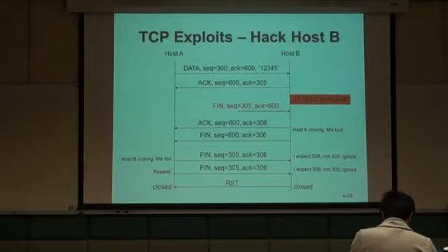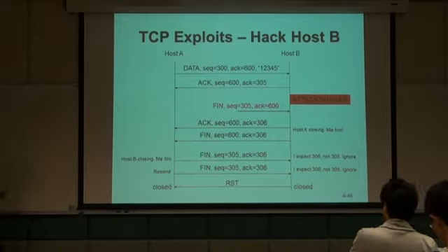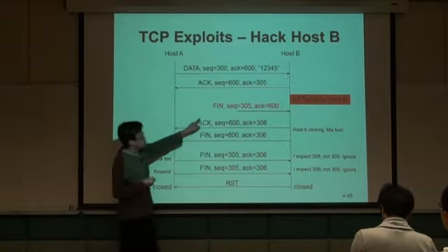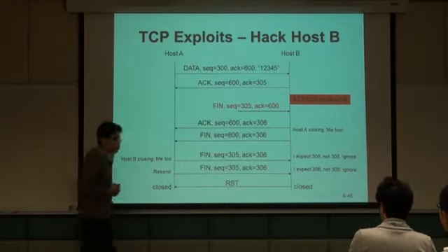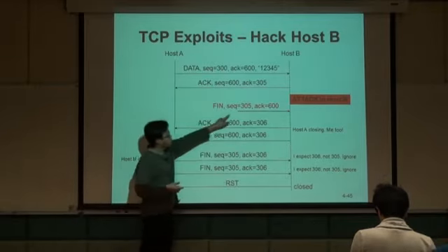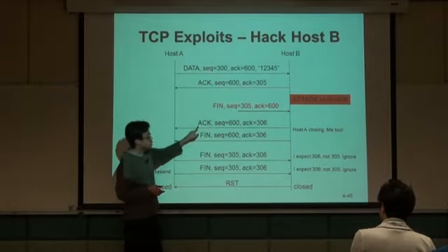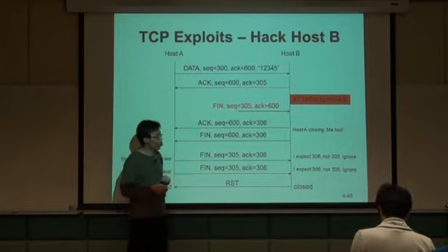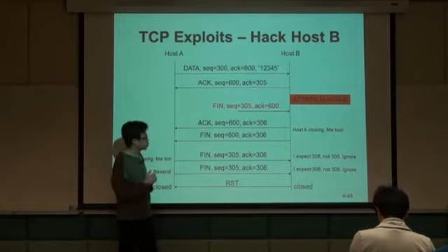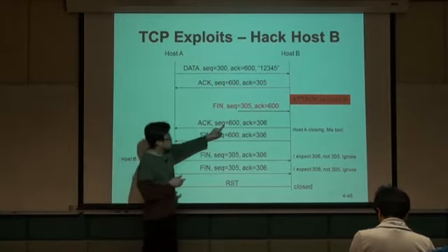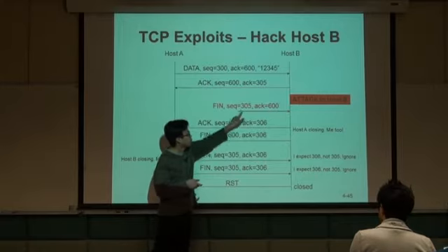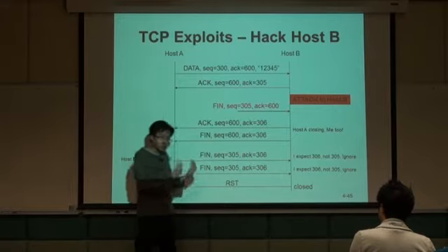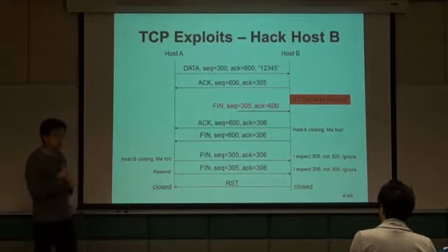So let's say I want to generate a FIN packet to host B. Now, what does host B do? Host B will process this FIN packet and start the four-way handshake. Host B will acknowledge this FIN packet. It thinks that host A is closing, so it will just close. The sequence number follows the acknowledgment number. The acknowledgment number will be this one, 305 plus 1. Just treat the FIN packet as 1 byte.